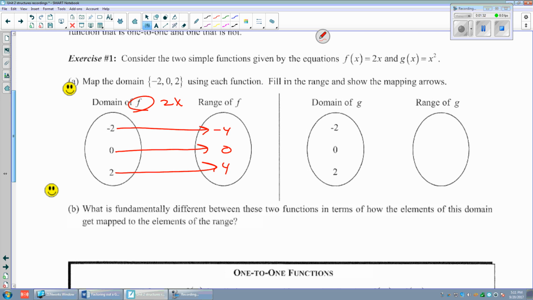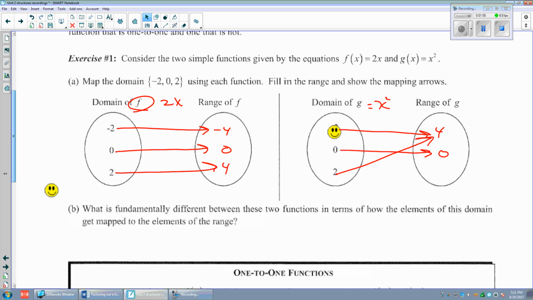g of x is x squared. -2 squared is 4. Okay, 0 squared is 0. 2 squared is 4. Wait a minute. What did you just do, Mr. Bryce? Did you see that? -2 goes to 4. 2 goes to 4. You don't write numbers more than once inside the range. The range is just 4 and 0. You don't duplicate range.